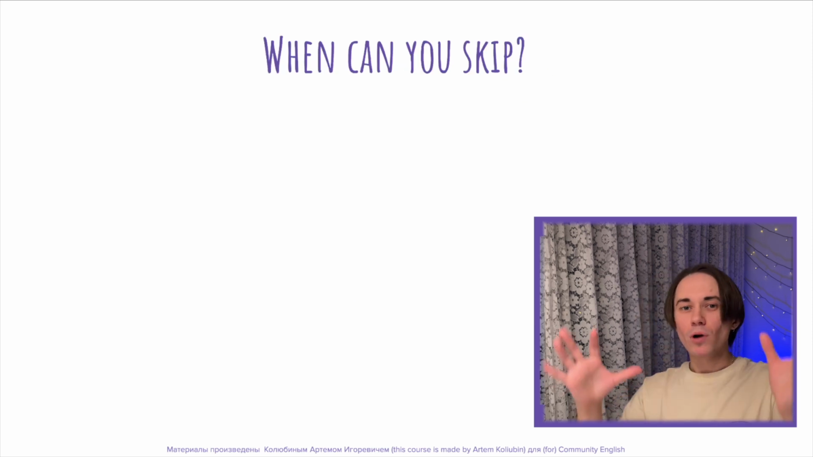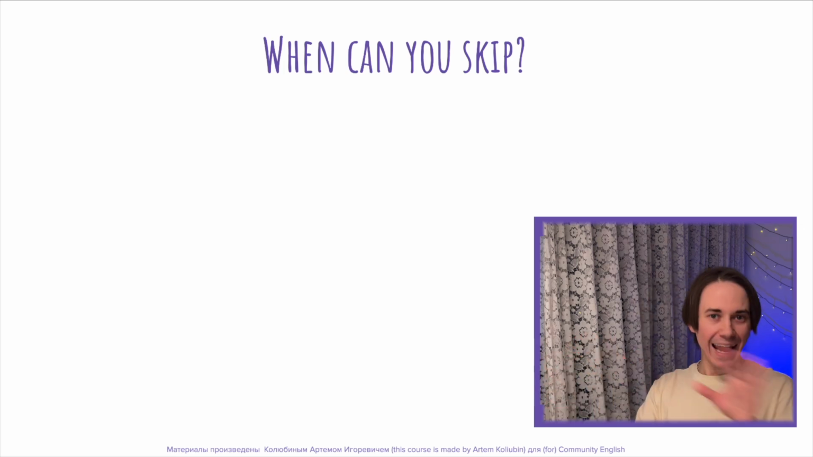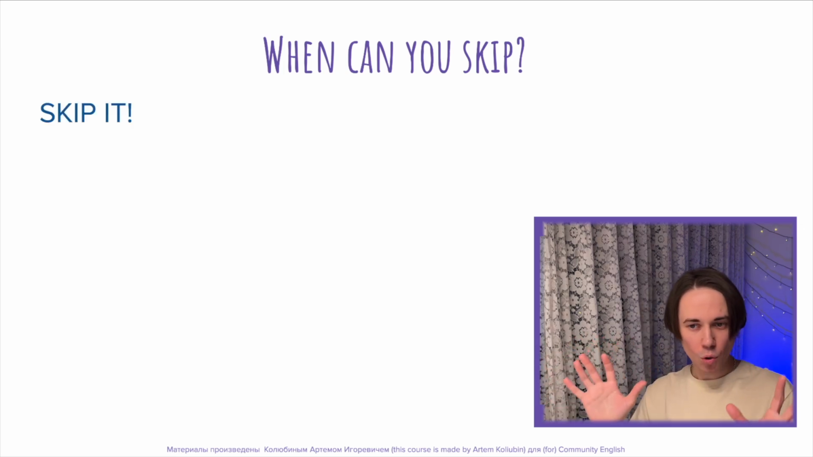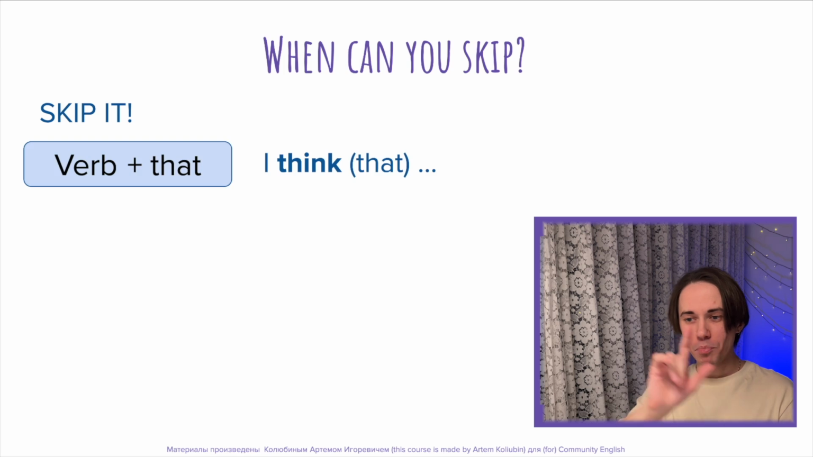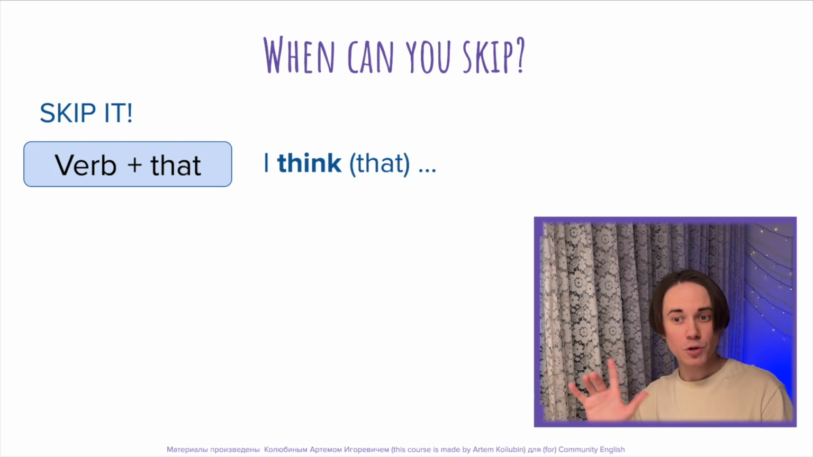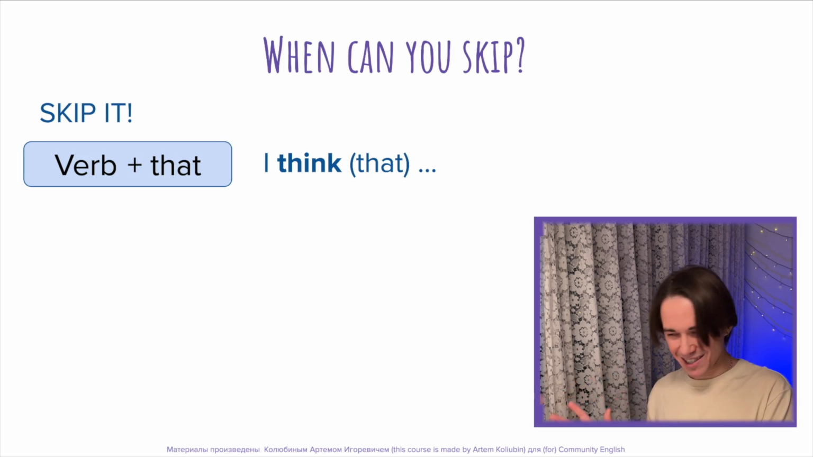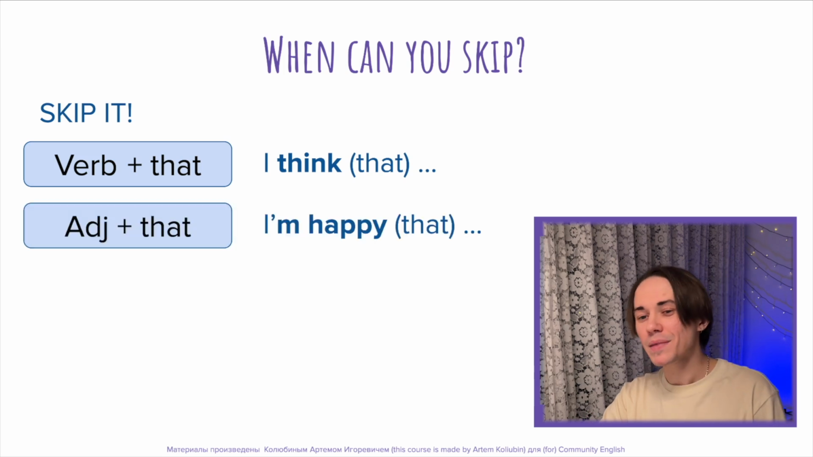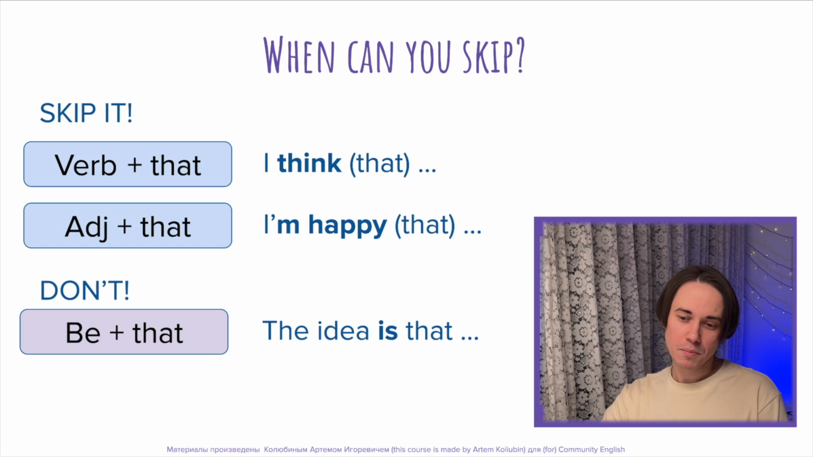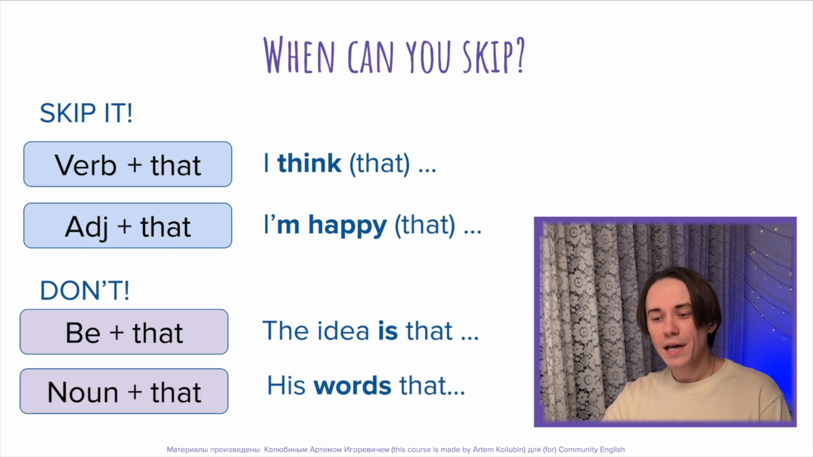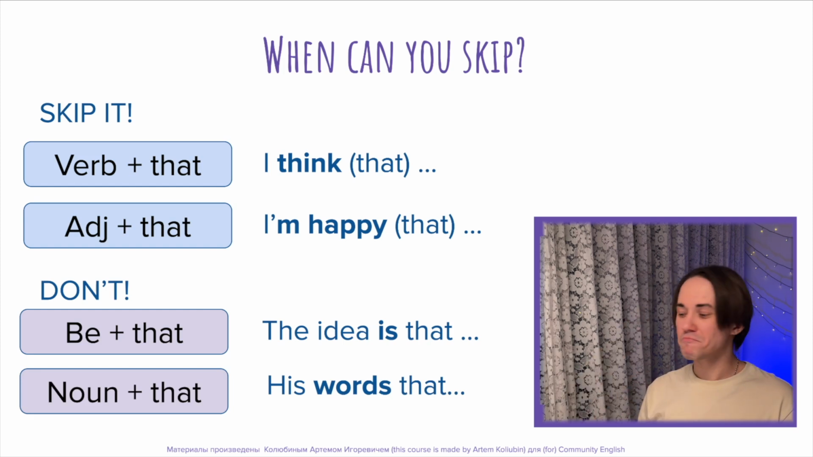So let's summarize it. Where can you skip and where can't you skip, right? So just to summarize what we talked about. Skip it if it's verb plus that, I think that, I remember that. You can skip it and you can keep it, up to you. So you don't have to. It's not that you must skip it. If you don't want to skip it, don't skip it. But native speakers do quite often. So adjective too. Then try not to skip if it's be plus that, the idea is that, the problem is that, my dream is that, or noun, his word that meant a lot for me, or something like that.